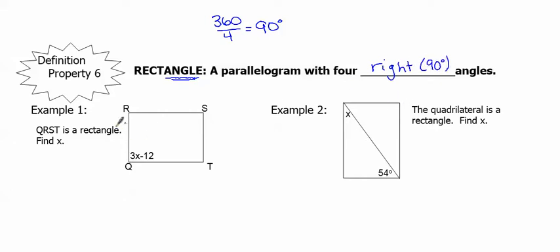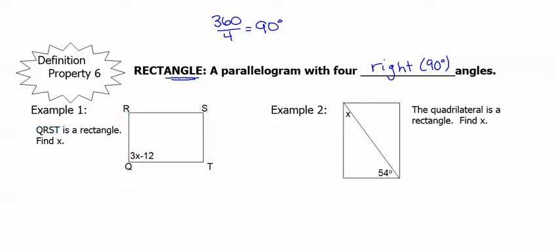So if I look at example 1, one thing I notice right from jump is it tells me QRST. That is a very directional thing here. I read from left to right, and I just find Q. I go from Q to R to S to T. So that's how I name a rectangle or a parallelogram or any shape. I just have to remember that I need to go around the shape.